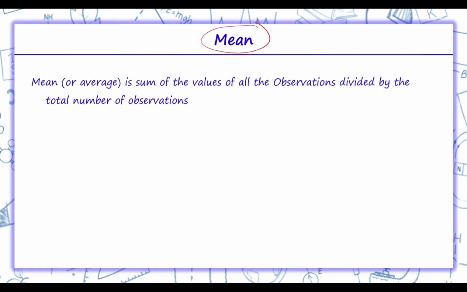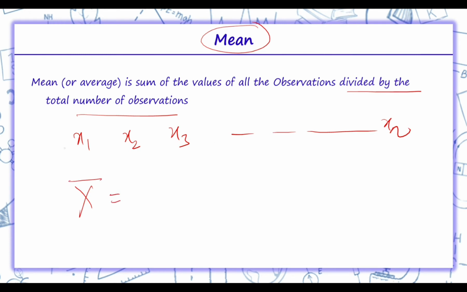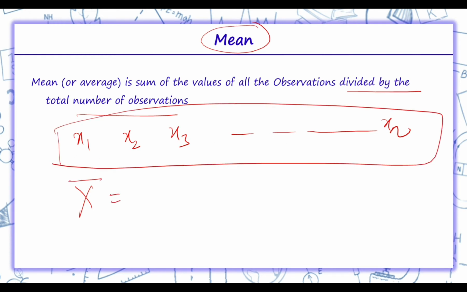Coming on to mean, as we know, mean is what? It is the sum of the values of all observations divided by the total number of observations. Let's suppose I am provided with numbers x1, x2, x3 and so on till xn. When we are provided data like this, the data is known as ungrouped data, or this series is known as individual series.